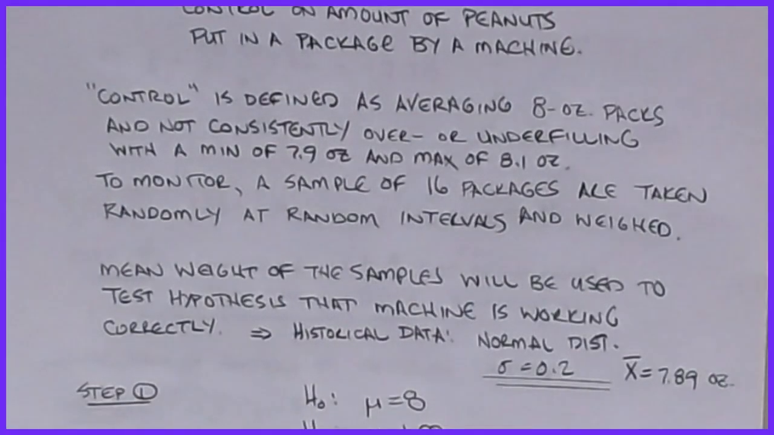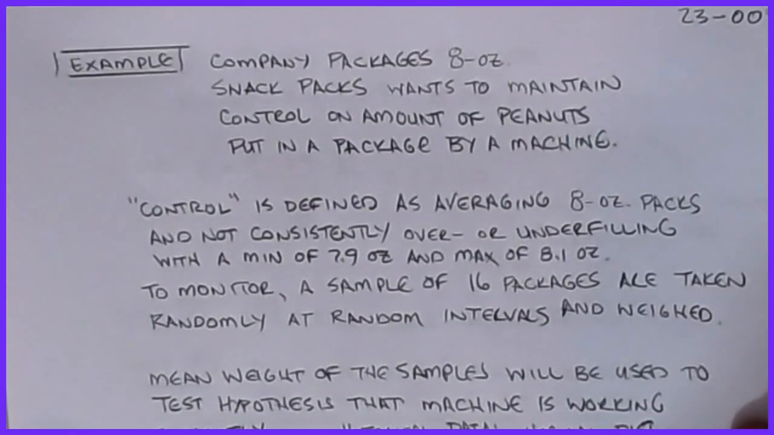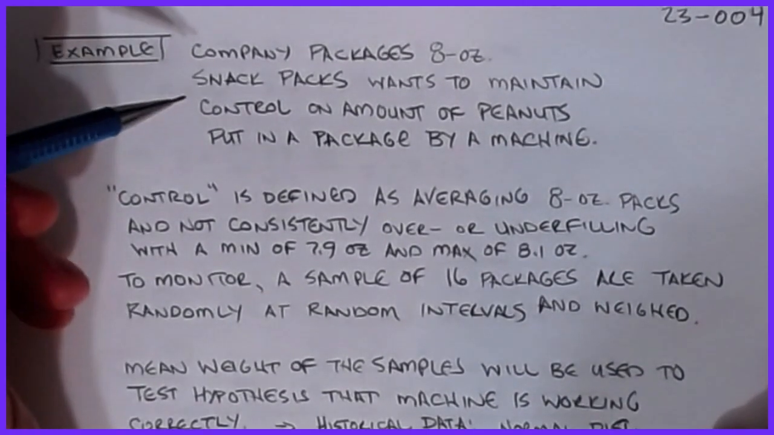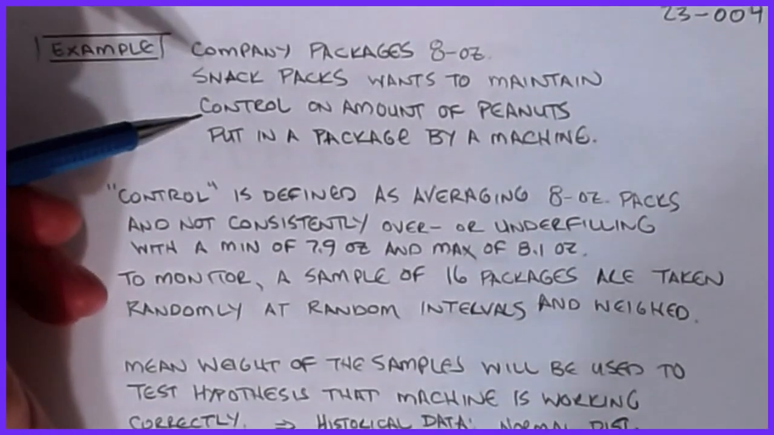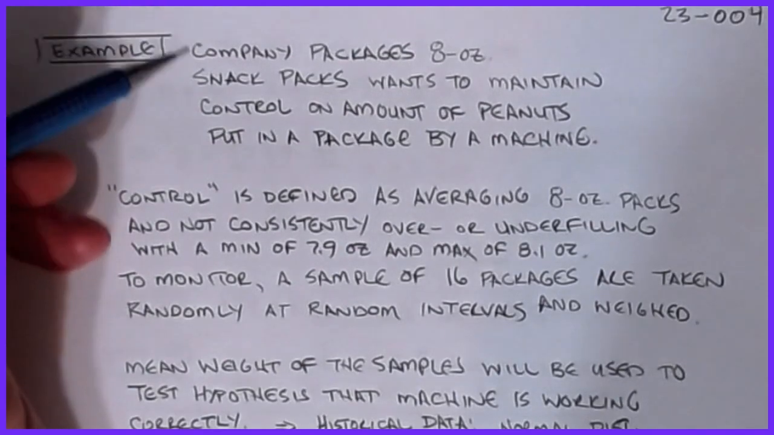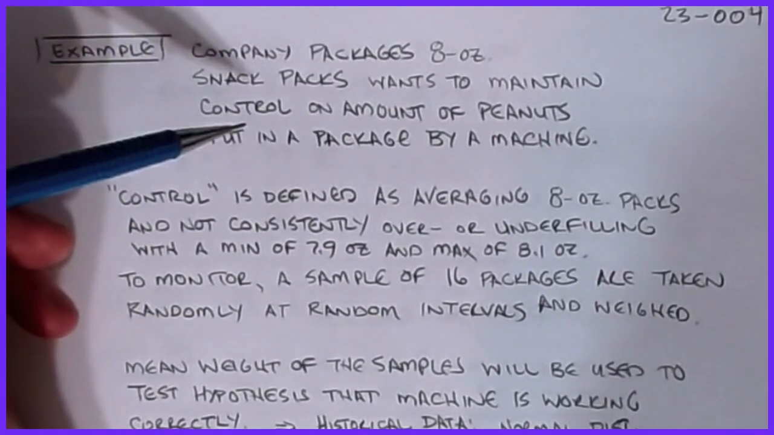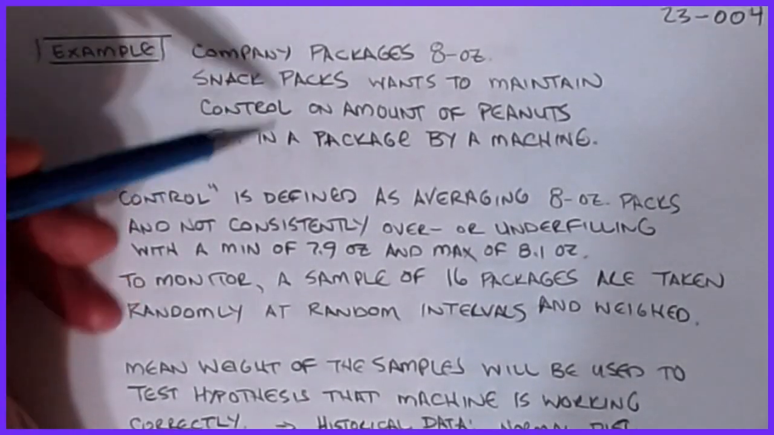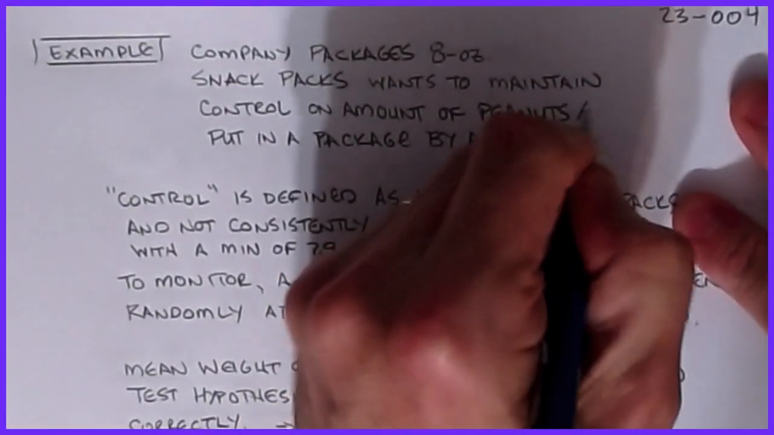All right, so let's try one. It's a little wordy, but hopefully it makes some sense. We have a company that's going to package 8 ounces of snack packs. It could be peanuts, almonds, trail mix, whatever, but they want to package 8 ounces at a time. And they want to maintain control on the amount of snacks. I said peanuts, should be snacks.